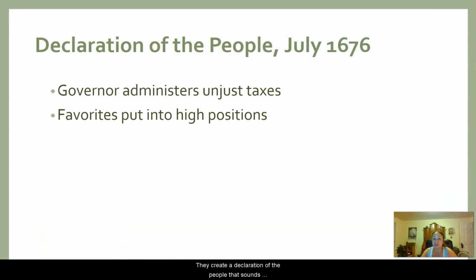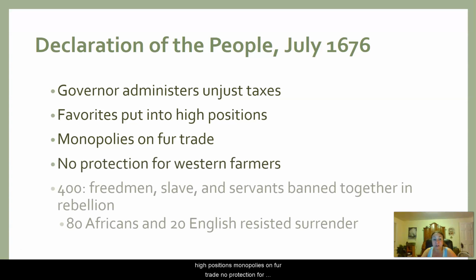They created a Declaration of the People. Does that sound familiar? In 1676, charging the governor with unjust taxes, favorites being put into high positions, monopolies on fur trades, and no protection for Western farmers. And so 400 people in an integrated group, black and white, marched. They marched to kill the governor. And this insurrection was put down.